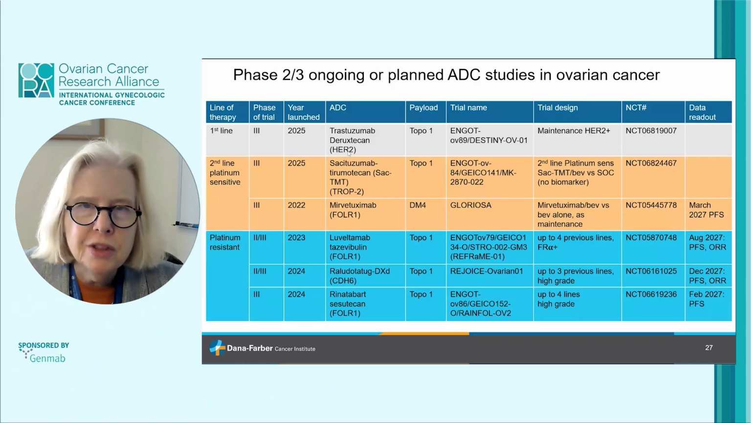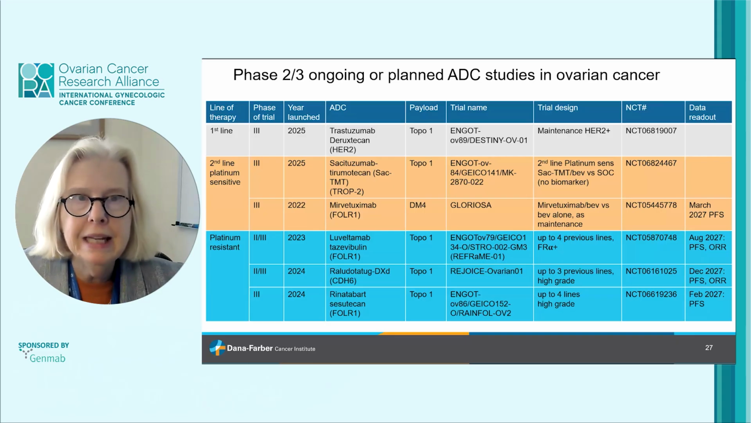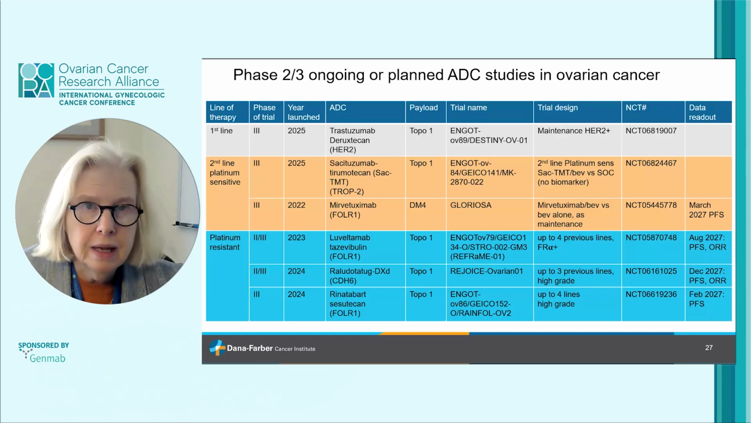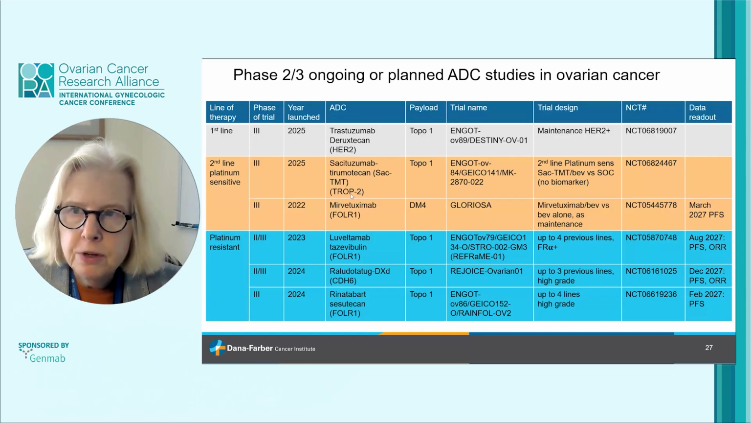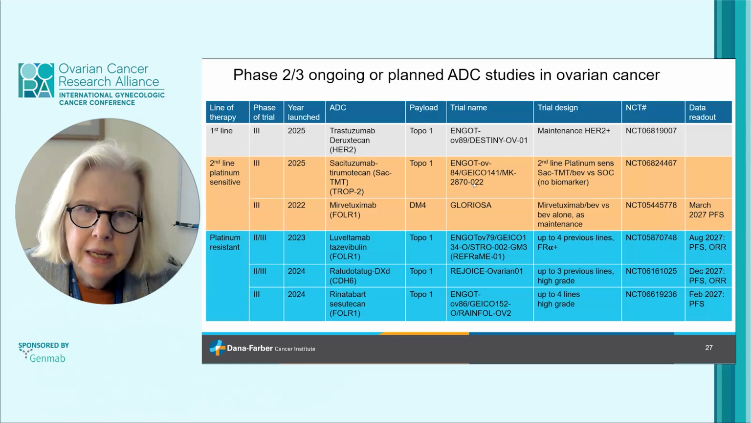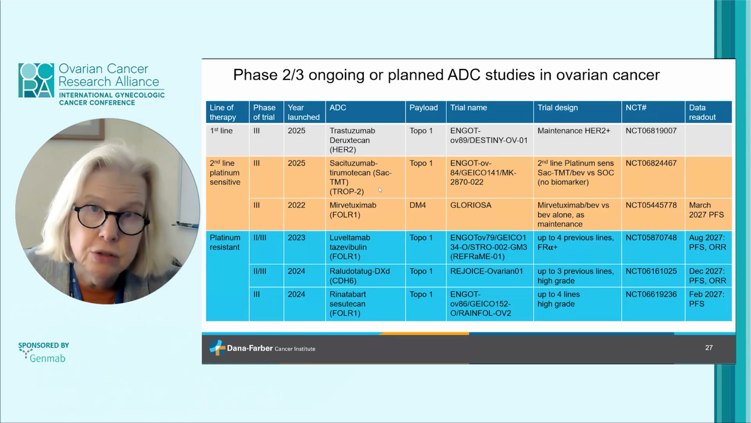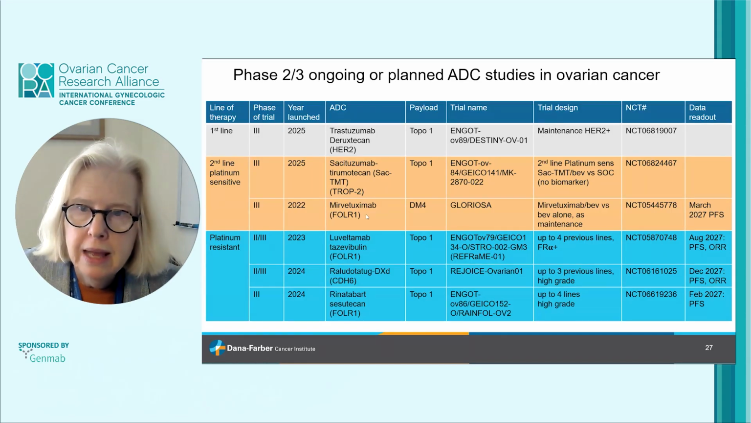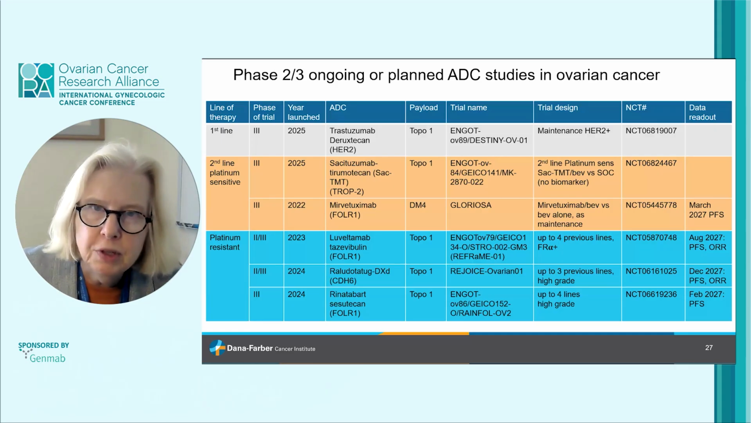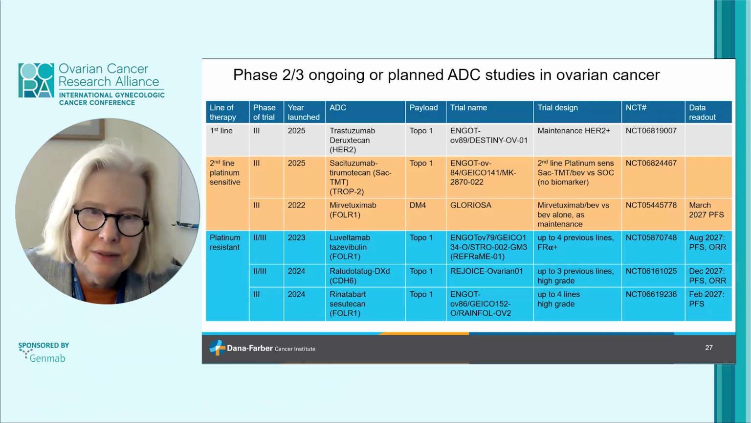I should also mention that there are other HER2 antibody-drug conjugates that are in clinical trial testing right now, really examining lower levels of HER2. So sometimes even 0 or 1 plus as opposed to 2 plus or 3 plus. For second line platinum sensitive, there's a drug called sacituzumab tirumotecan or SAC-TMT. That is an antibody-drug conjugate targeting TROP-2. And then Mirvetuximab is also in this as used as maintenance after platinum-based chemotherapy for platinum-sensitive ovarian cancer.